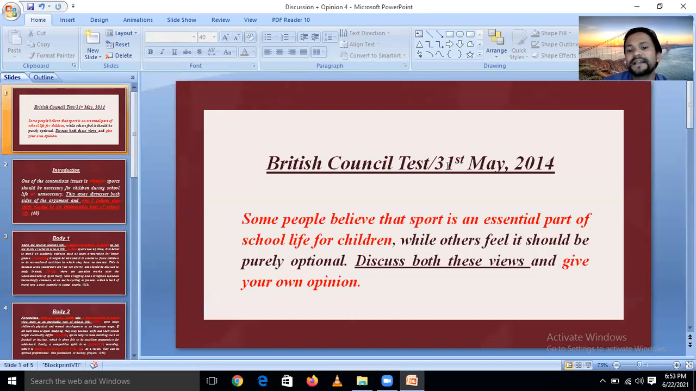And this essay was asked back in 2014 on 31st May. Okay, this can be repeated. IELTS writing task two questions are repeated time and again. So you need to be well prepared.